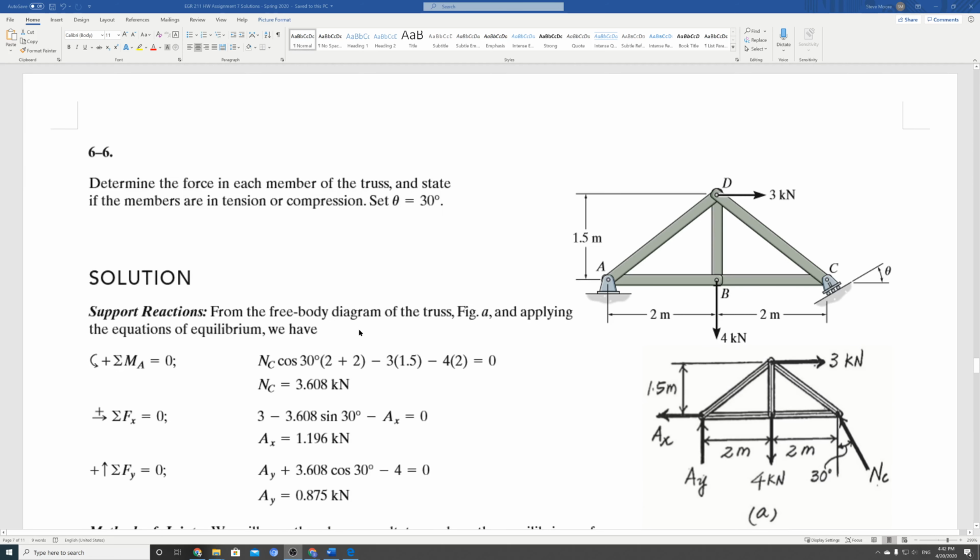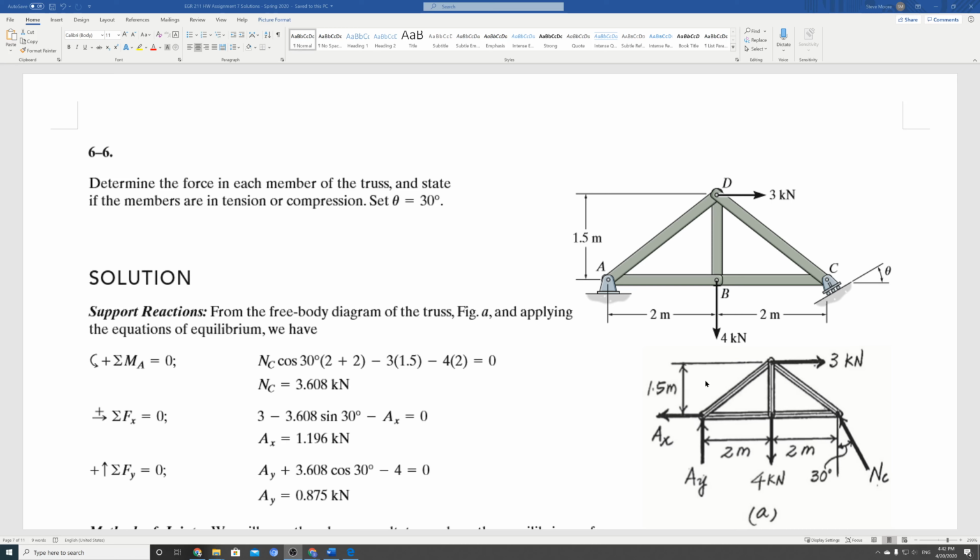All right. So the first part of this is we're going to look at the entire structure all together, and we're going to try to solve for these unknowns. So right now you have a normal force acting normal to this surface. You have a reaction in the x direction and a reaction in the y direction.